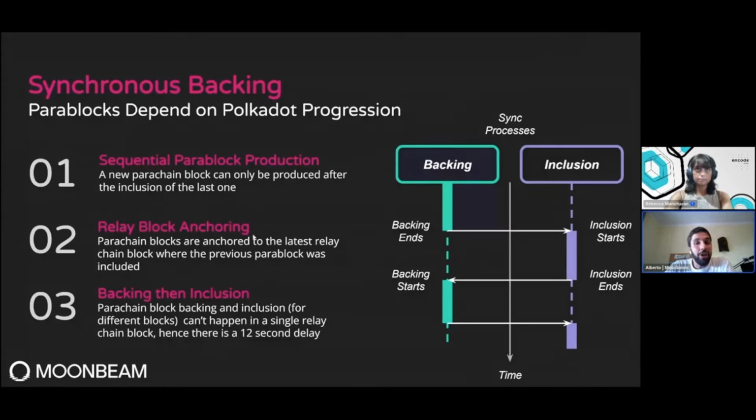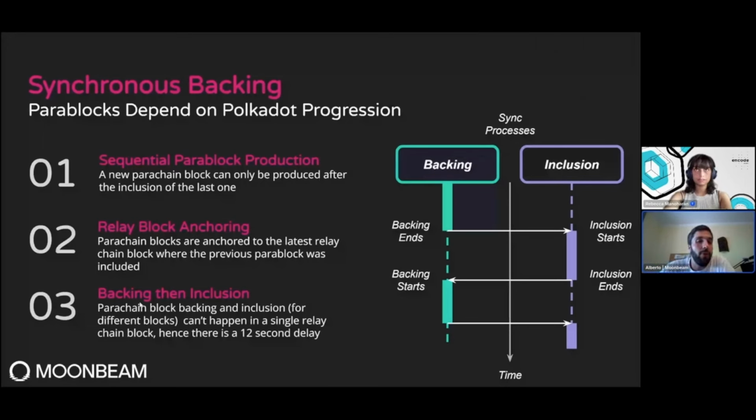Parachain blocks are anchored to the latest relay chain block, and that's the main reason why it's sequential. We're going to see it better in the diagram in the next slide. Let's just keep it that a parachain block needs to have a reference relay chain block, as it has some information about it. And so you can only produce a new one when you have a new relay chain block in your system, in your information, okay?